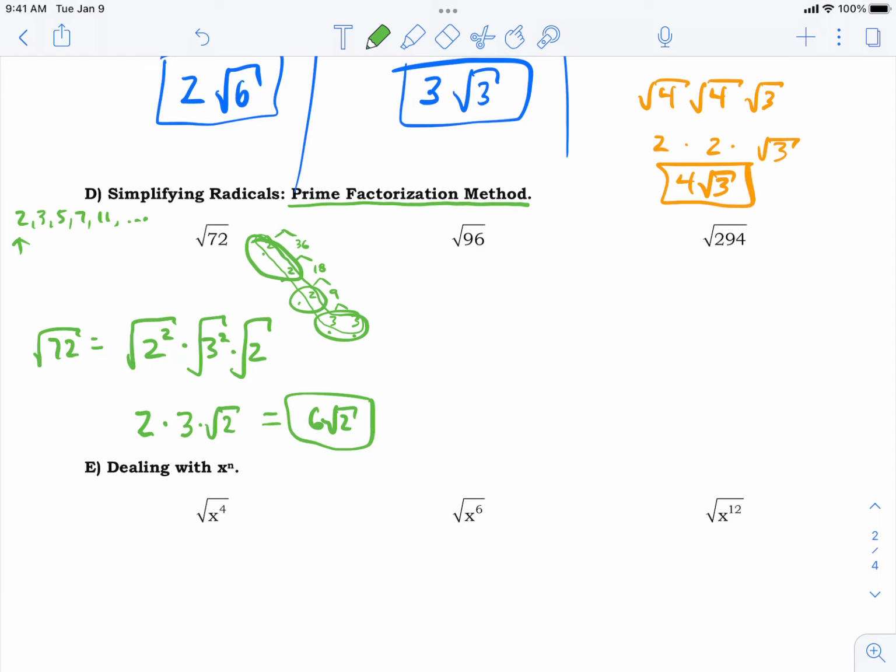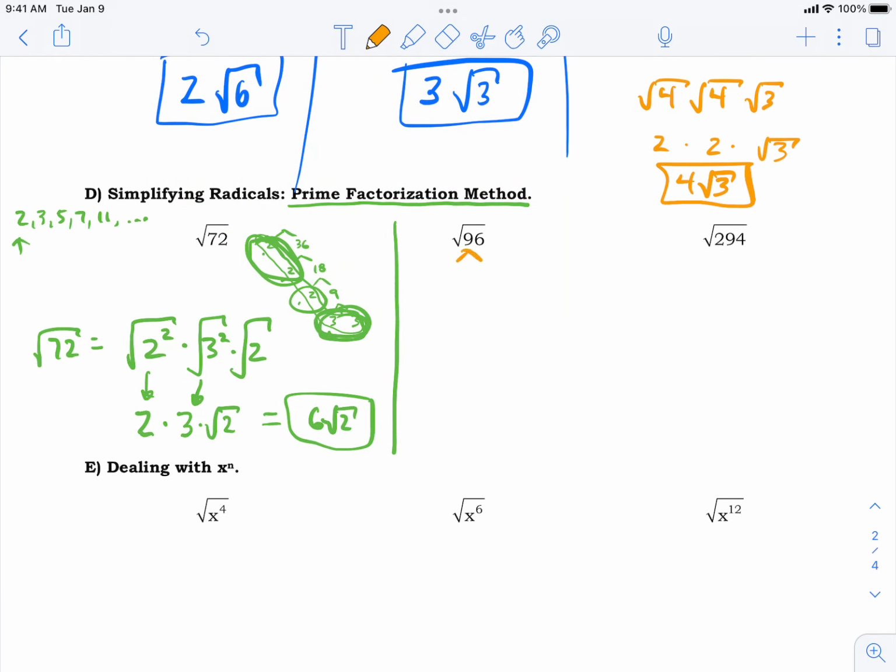You break the 72 up into all its little prime pieces, and then you gather together 2 at a time. Every pair is going to be simplifiable. A radical 2 squared is just a 2. A radical 3 squared is just a 3. Every time you get a pair, you want to separate that out into its own square root, or its own radical symbol. Let's change colors and do this one.